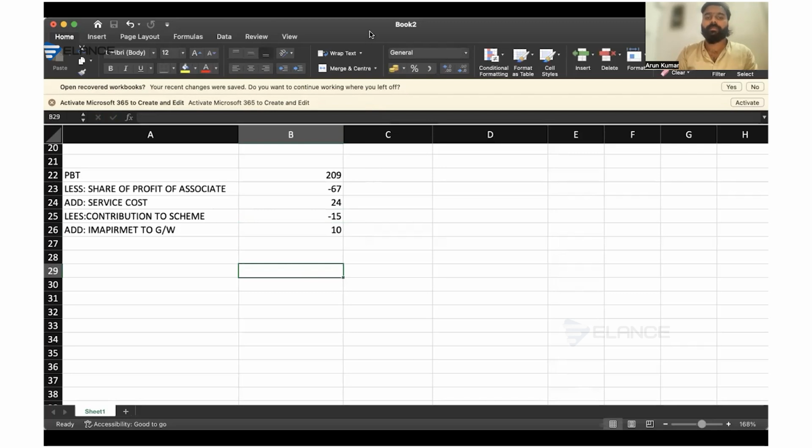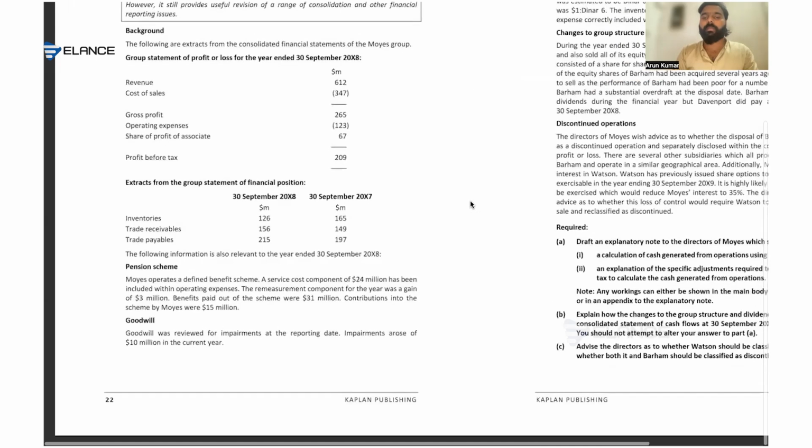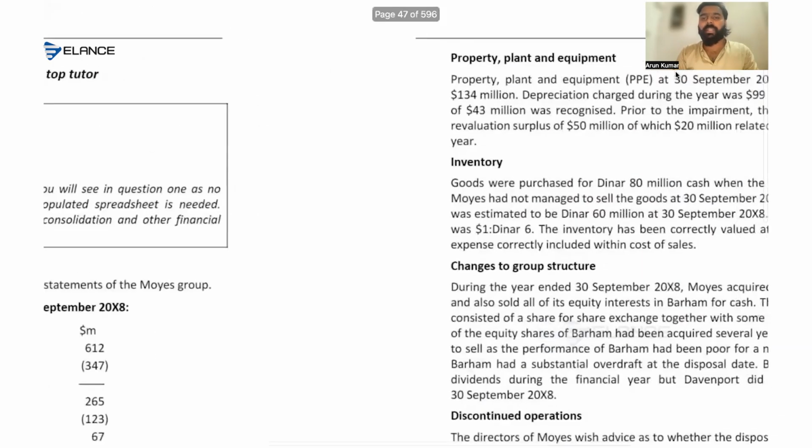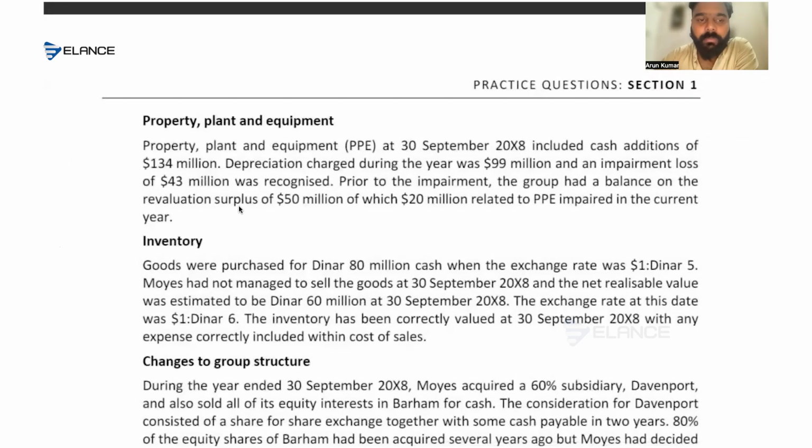Now, next one. Read the next note, the note with respect to PPE. The PPE includes a cash addition of 134 million. So where will you show that? The 134 addition means we have purchased the PPE. So where will you show that addition, guys? That addition will be shown in your investing activity. So it won't come as a part of your operation.